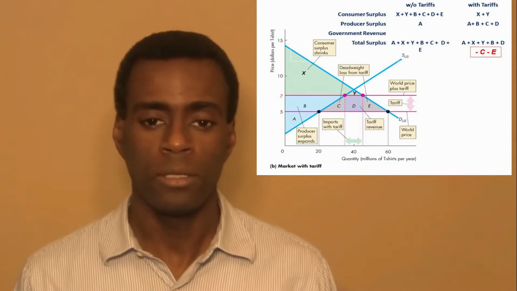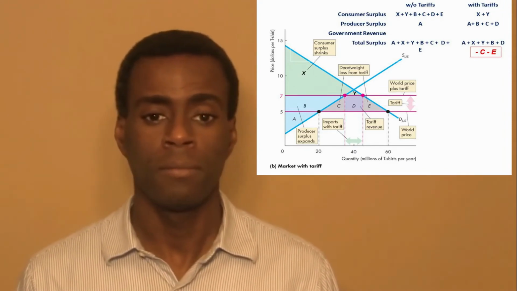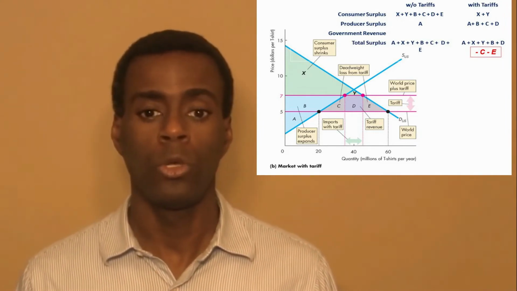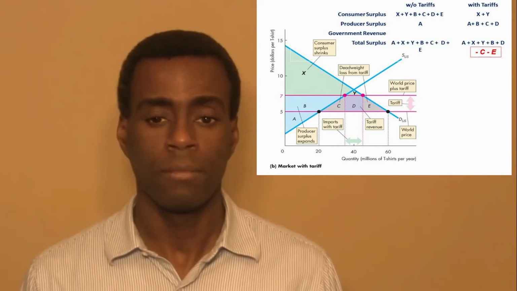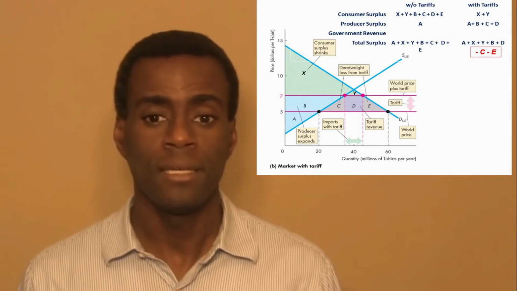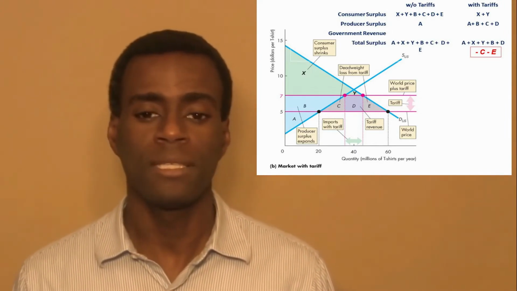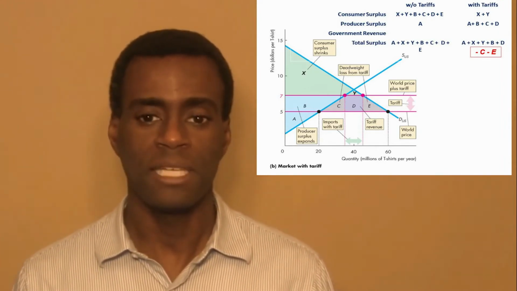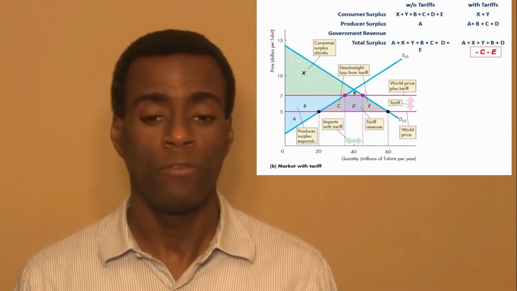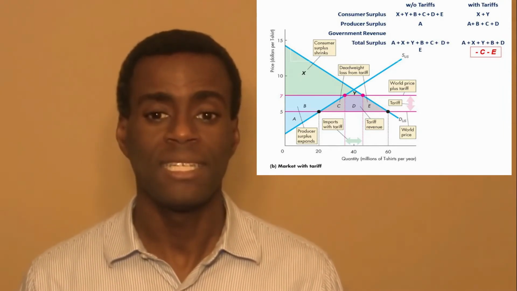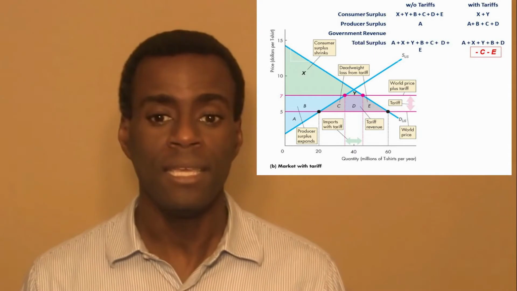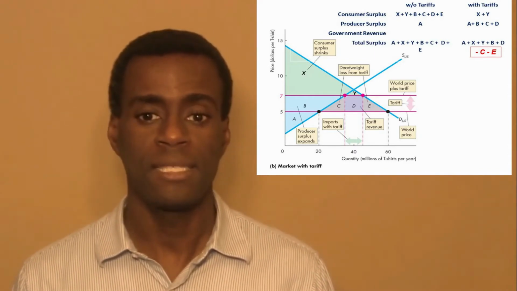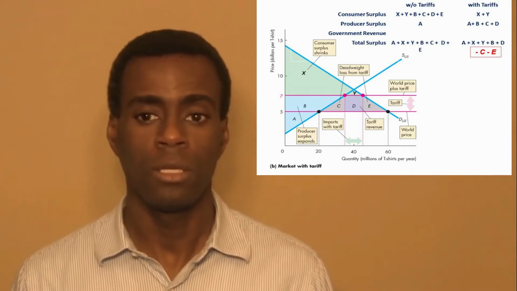We are not too worried that the consumers lost area B because that area went to the producers who gained. Also, area D went to the government as it represents the revenue generated by this tariff. Unfortunately, areas C and E disappeared. This is the deadweight loss from tariff.